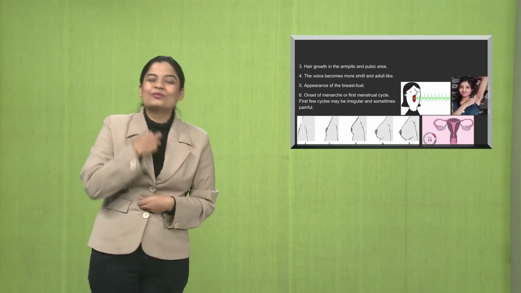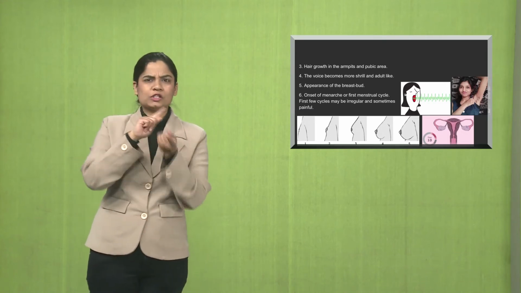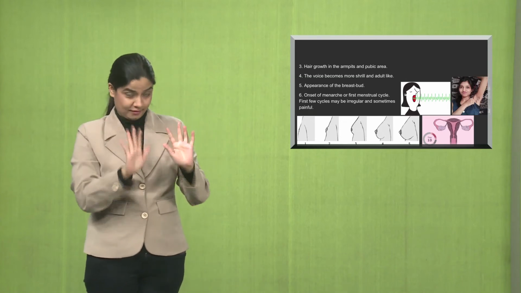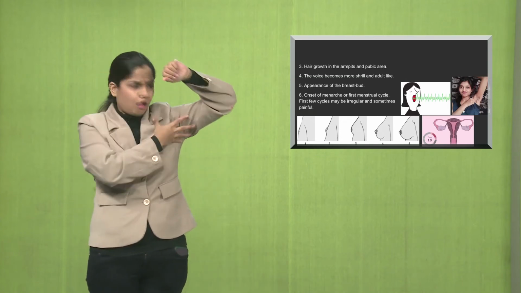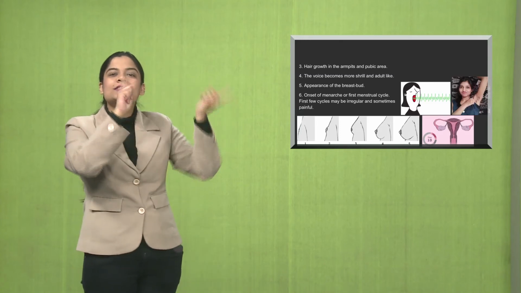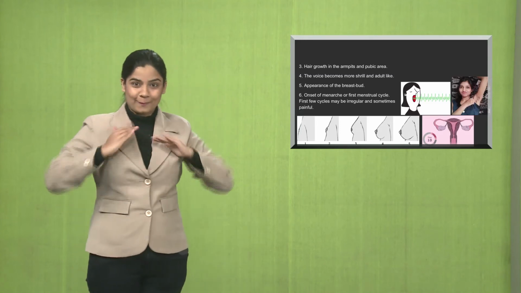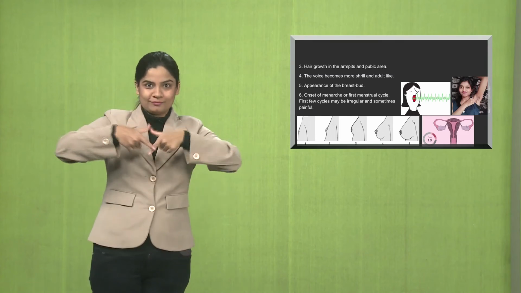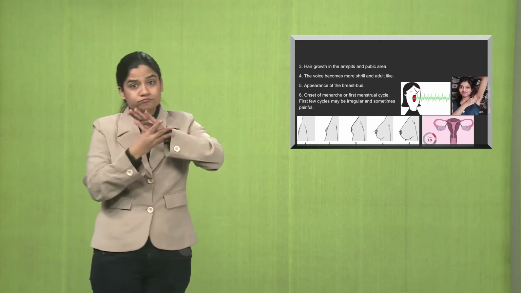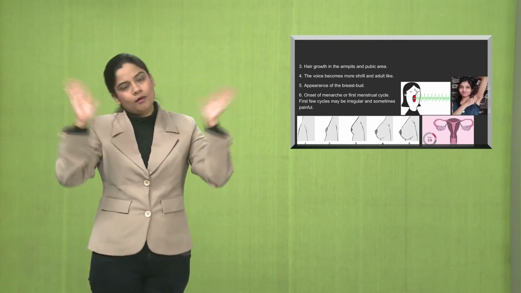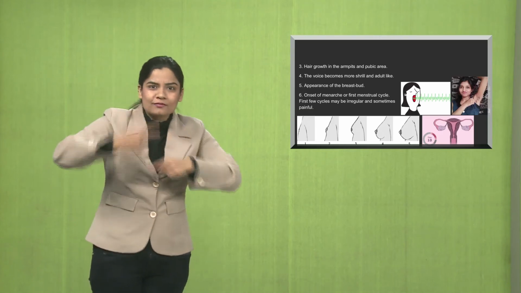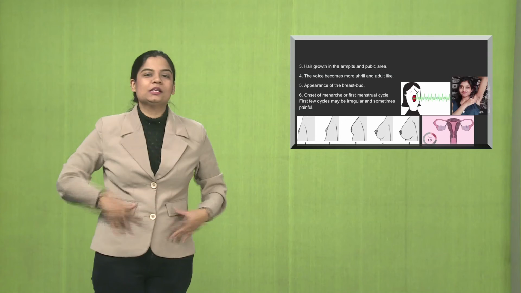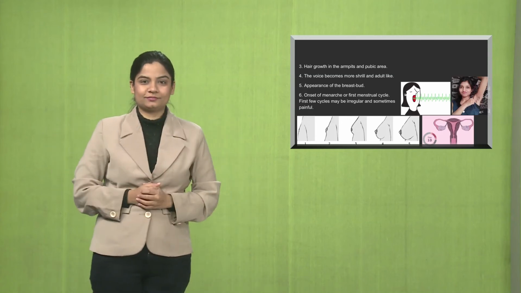The voice of females also starts to become shrill and adult-like. There is voice modulation in girls. They start to grow hair in the armpits and other parts of the body. The breasts start to grow, and there's pubic hair which also starts to grow. The menstrual cycle becomes sometimes irregular and sometimes painful. So these are the changes that come in a woman's body during puberty.